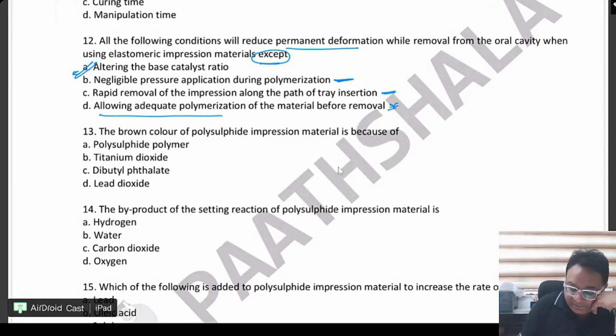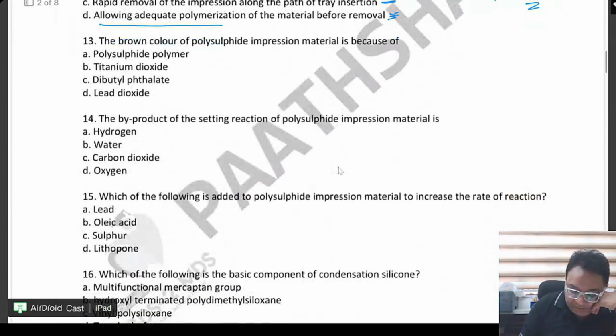Another factor which will cause distortion is undercuts. Undercuts will cause distortion. The brown color of polysulfide is because of.